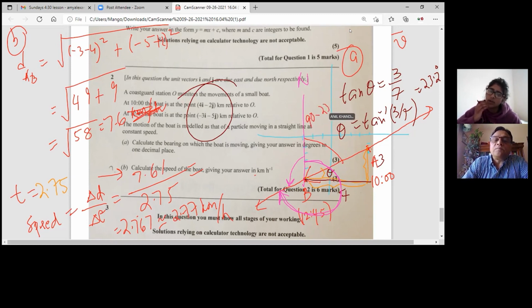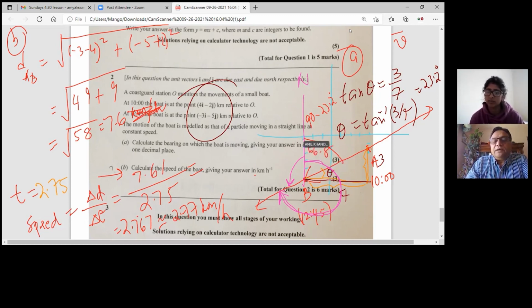But can't we do 180 minus? No, then you add 180 to it. That makes no sense. Then you add 180. Yeah, that is better. So what is, no, that's the 90 method. 90 minus 23.2 is how much? 66.8.